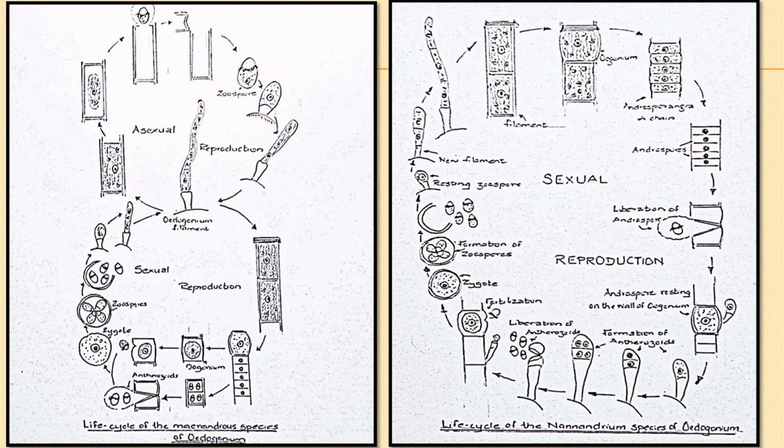So today, we have learnt in detail about the characteristic features of Oedogonium, its cell structure, cell division, various modes of reproduction in Macrandrous species and Nannandrium species.